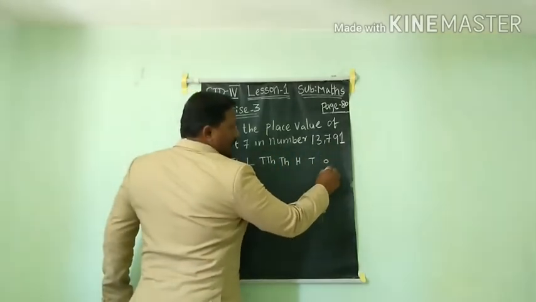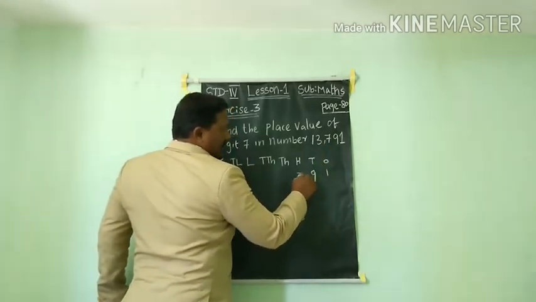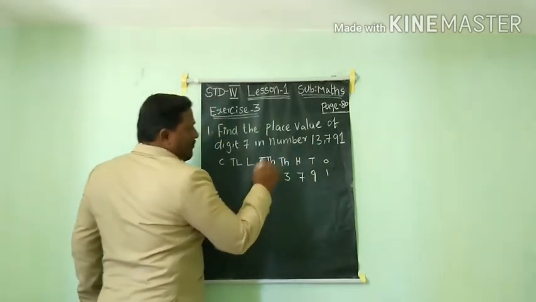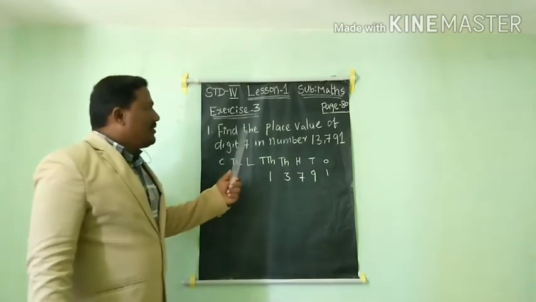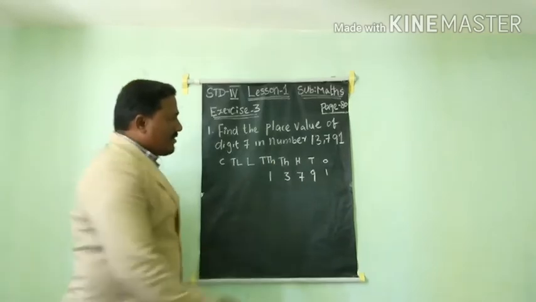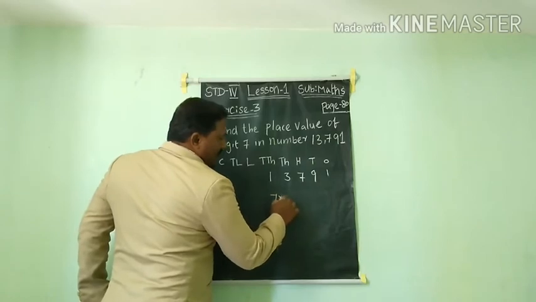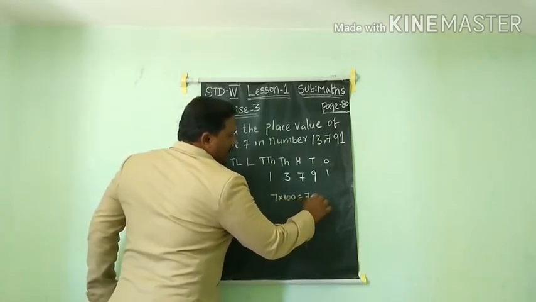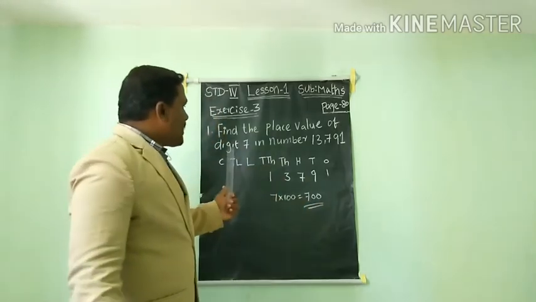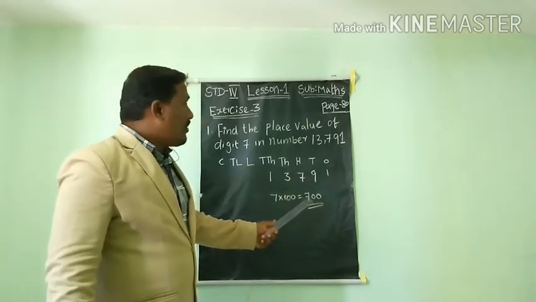So 1 is in the 1's place, 9 is in the 10's place, 7 is in the 100's place, 3 is in the 1000's place, then 1 is in the 10,000's place. Now, what's the question? The place value of the digit 7. So what's the place value of 7? 7 is in the 100's place, so we have to multiply 7 into 100, so 700. This is the answer. So the place value of 7 in the number 13791 is 700.